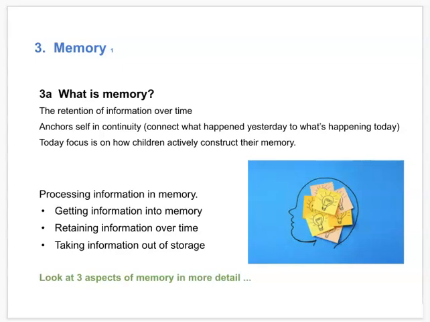So we're going to look at this a little bit deeper. The processes involved in memory are basically getting information into memory. Like, how do you get it in there? When you're studying, how do you get this information into your brain? Retaining information over a long time, how do you make it stay there? And then finally, how do you get it out when you need it? So you're going to study this chapter, and then you're going to go and write the test. And how do you access that? Okay, so let's look at these three aspects of memory in more detail.